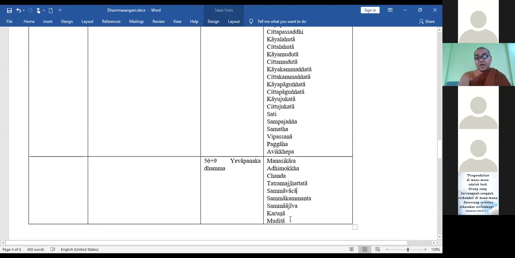So also Karuna and Mudita: only when you feel compassionate, when you feel pity for others, then Kusala Karuna arises. And also Mudita: when you appreciate others' good things, then there will be Mudita.